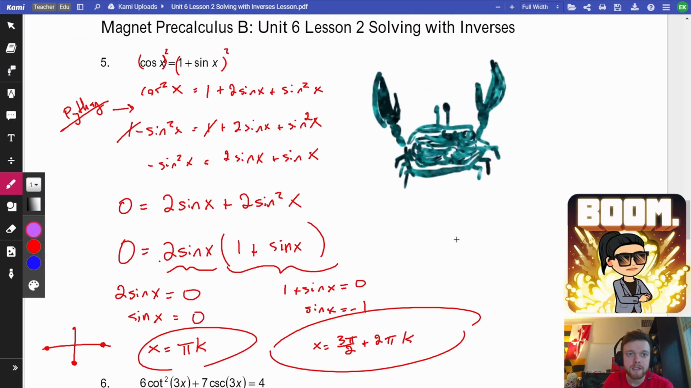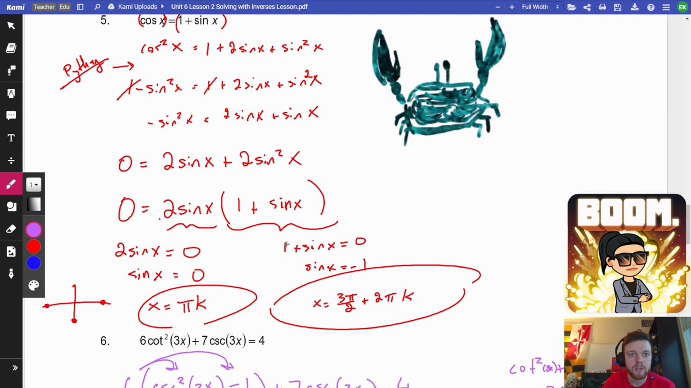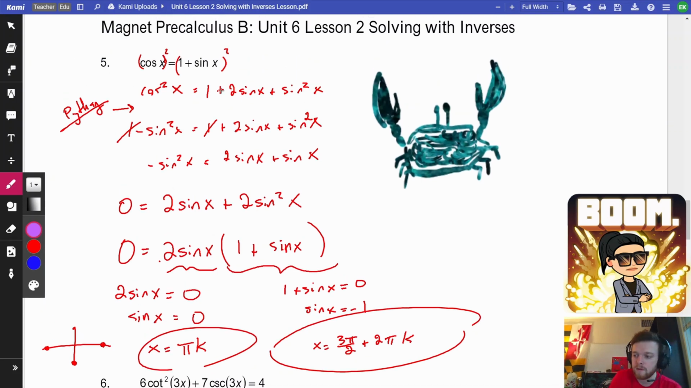There's one thing that we didn't talk about in this problem that we'll definitely address in the next video. But I want you to think about it. It has to do with this operation, squaring both sides. But I'll leave that for next time.